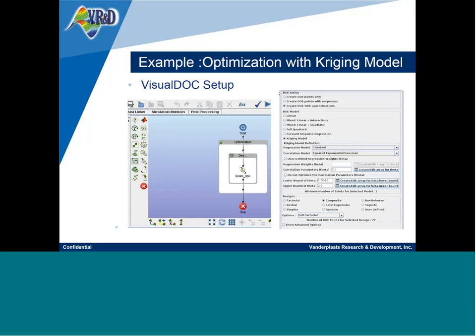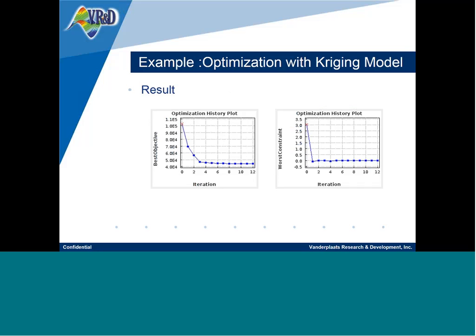And for this problem, I use the default setting for the Kriging model. Here shows the result. It's very close to the ones obtained from the optimization without using a metamodel, without using DOE.